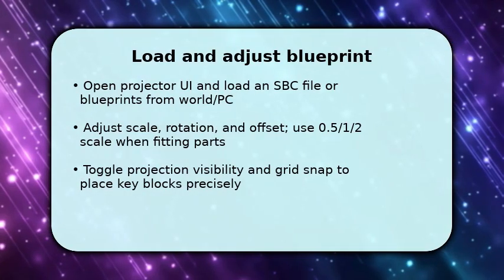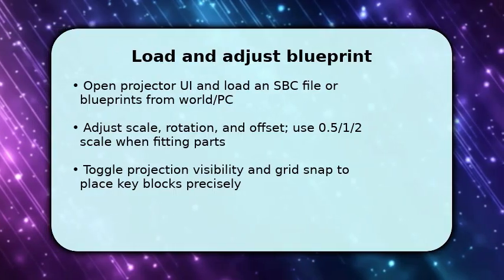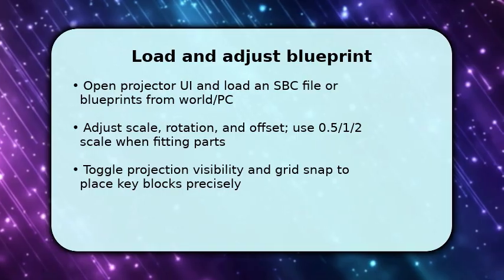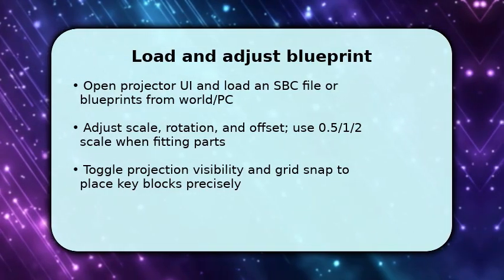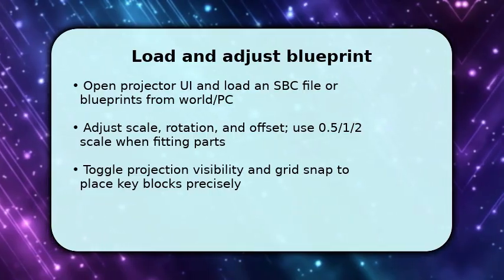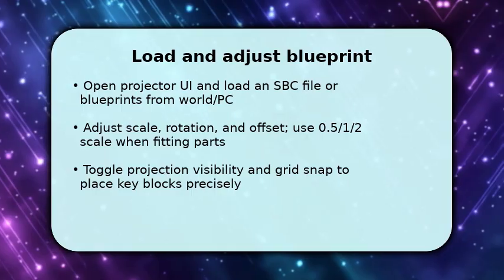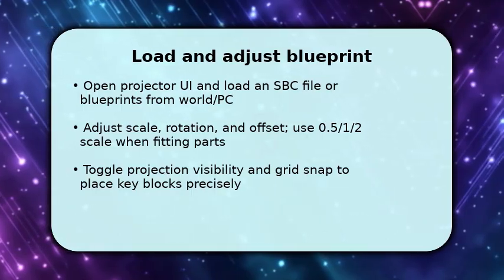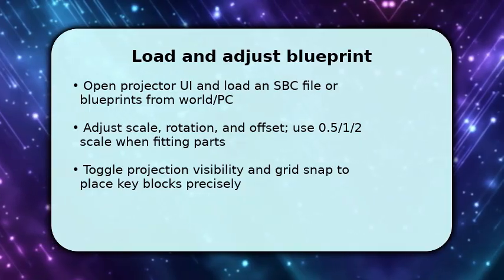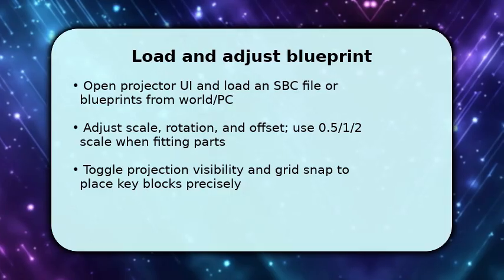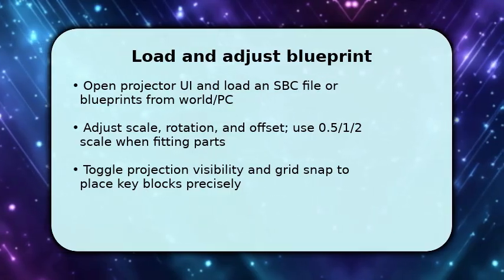Next, use the projector interface to load your blueprint file. Choose from local saves or the world library. You need to set scale and rotation so the hologram matches available space, and adjust offset to avoid clipping into existing blocks. Once the projection appears, enable grid snap or precise movement tools to position critical structural pieces. This prevents misalignment during building.